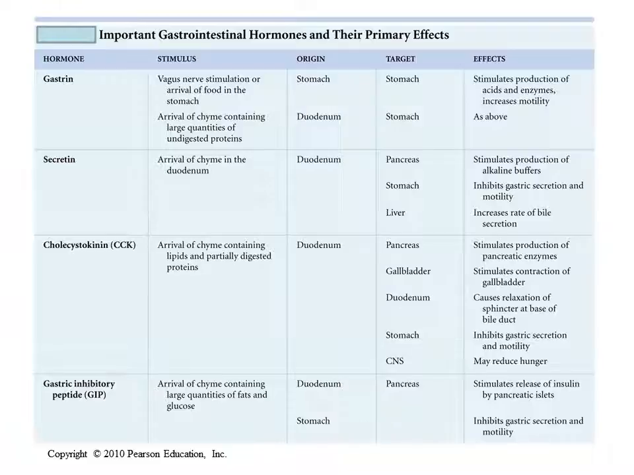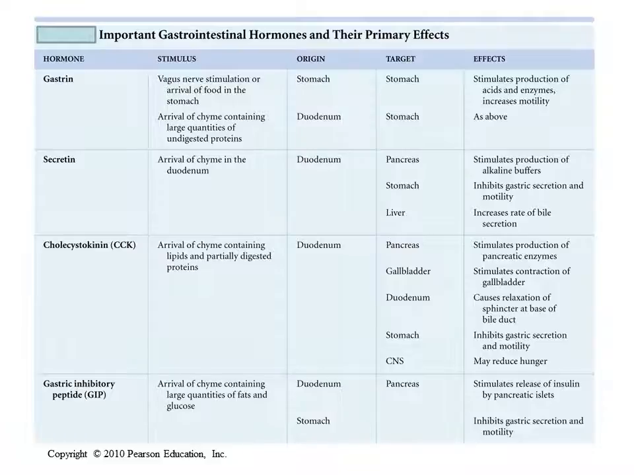And the fourth one is the gastric inhibitory peptide, which is stimulated by the arrival of chyme containing a large quantity of fat and glucose. So it originated from the duodenum and stomach, but it acts on the pancreas to stimulate the release of insulin, so that due to more arrival of glucose and fat, they'll be able to release the insulin that will convert the excess glucose to glycogen.